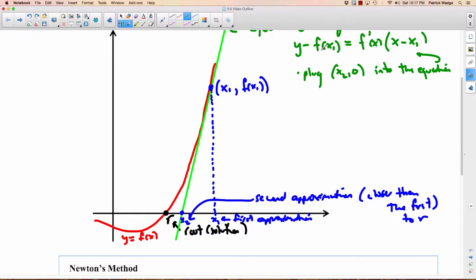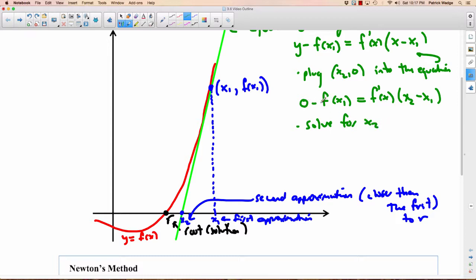So let's do this. We're going to plug 0 into the y minus f of x1 equals f prime of x. Then where I see x, I'm going to put x2, minus x1. And the last thing we're going to do, stick with me, I know this is really complicated, but I'm trying to show you how Newton's method was figured out, or what it's based on here. The last thing we're going to do is we're going to solve for x2.